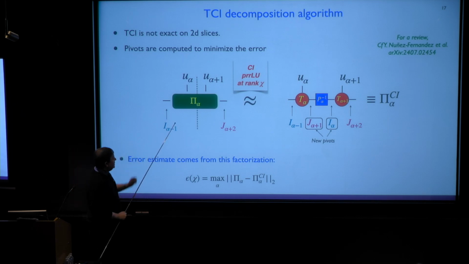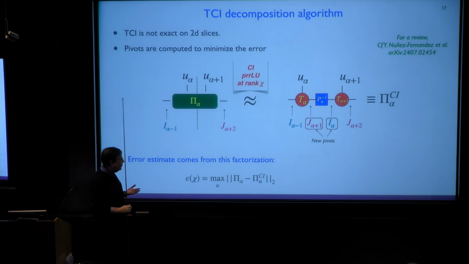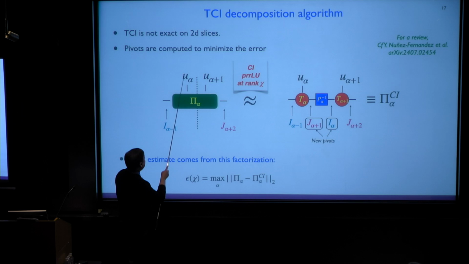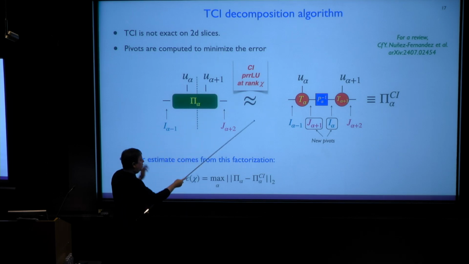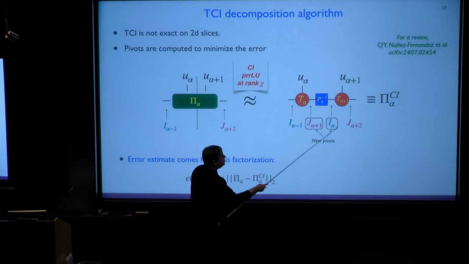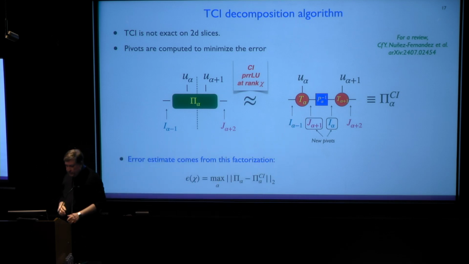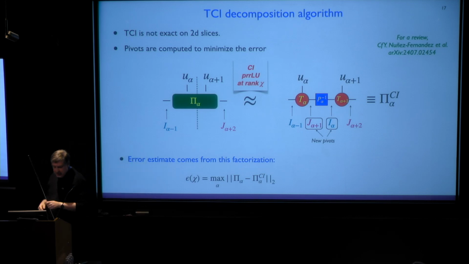On two-dimensional slices, when you free two indices of the tensor, the form is not exact, by construction. So we're going to choose pivots to minimize the error in these two-dimensional planes. What we do is we take the tensor as a function of U_alpha and U_alpha+1, cut it in two, make a matrix with the pivot indices here and there, and do a CI or an LU decomposition of it. That will produce the new pivots which you need. The algorithm will sweep around the tensors back and forth and do this operation multiple times in all two-dimensional planes successively. That's how it does the decompositions.